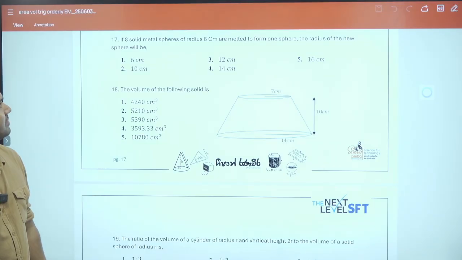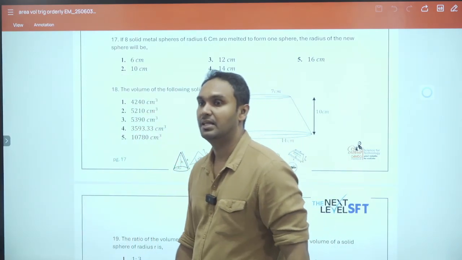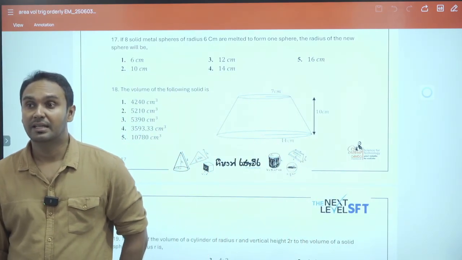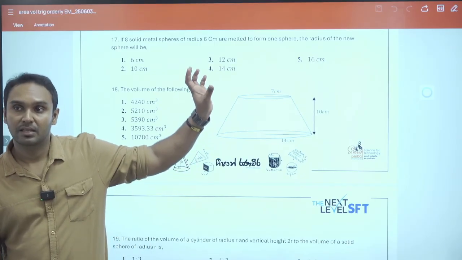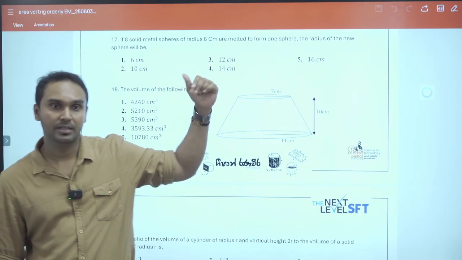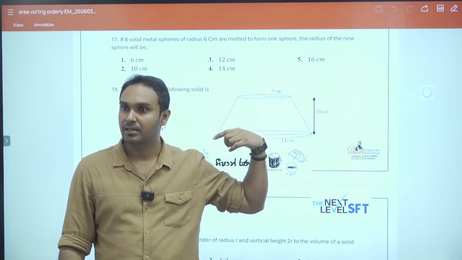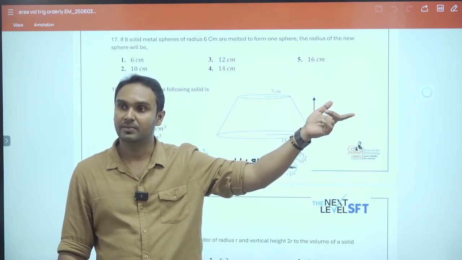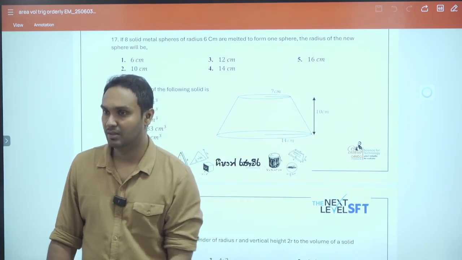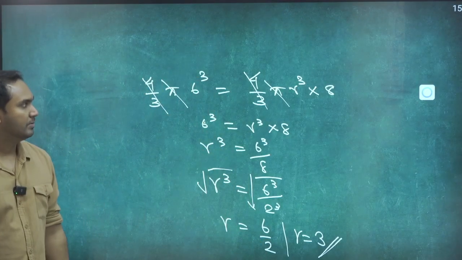If 8 solid metal spheres of radius 6 cm are melted to form one sphere. We did it the other way, sorry. They are saying it the other way. The radius of the small spheres is 6 and 8 of them together make a large sphere, and they are asking about the radius of the large sphere. So I think we did it the other way, so it has to be corrected.